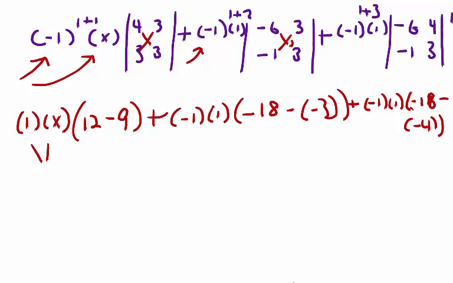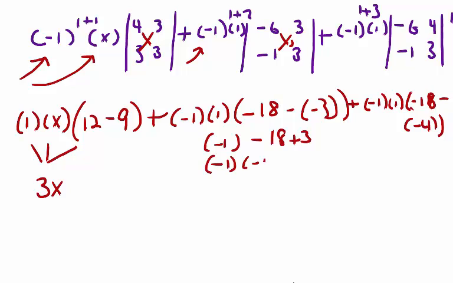One times x is x, times 3, which gives us 3x, since 12 minus 9 equals 3. Negative 1 times 1 is negative 1. And here we have negative 18 plus 3. So this gives us negative 1 times negative 15, which is positive 15.